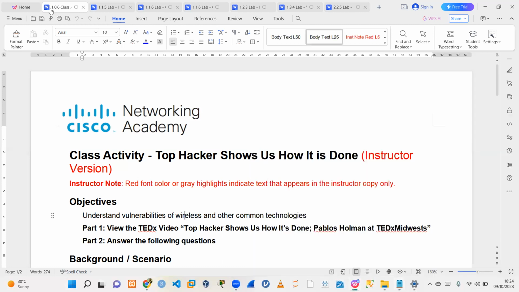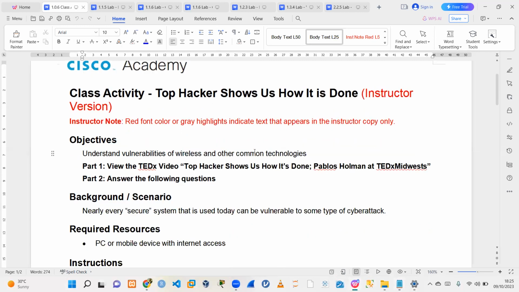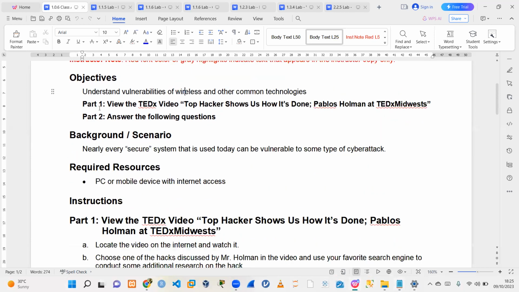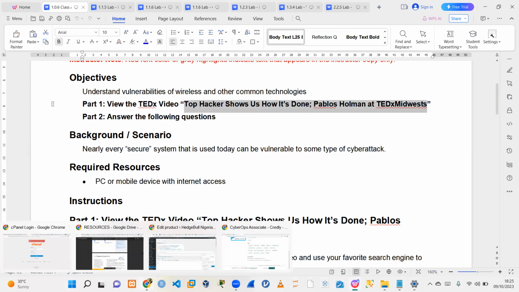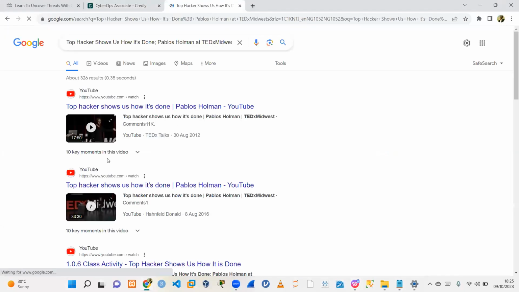Now, if you check Lab 1.06, you're going to see that it's about a video, Top Hackers Show How It Is Done. So there's an objective. All of the labs have objectives. So you are told to search for this TEDx video, right? So I will just highlight it this way. I will go to Google and place it. That should be a YouTube video. And I can just click on this. So you're expected to watch this particular video.